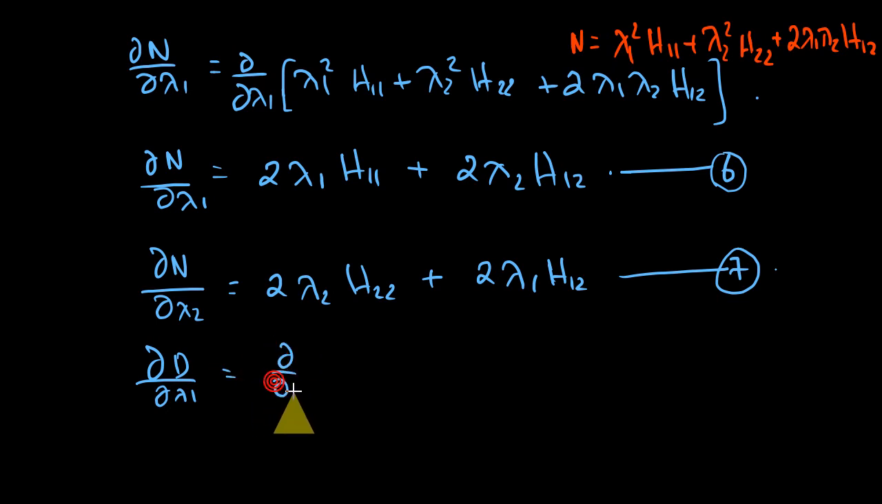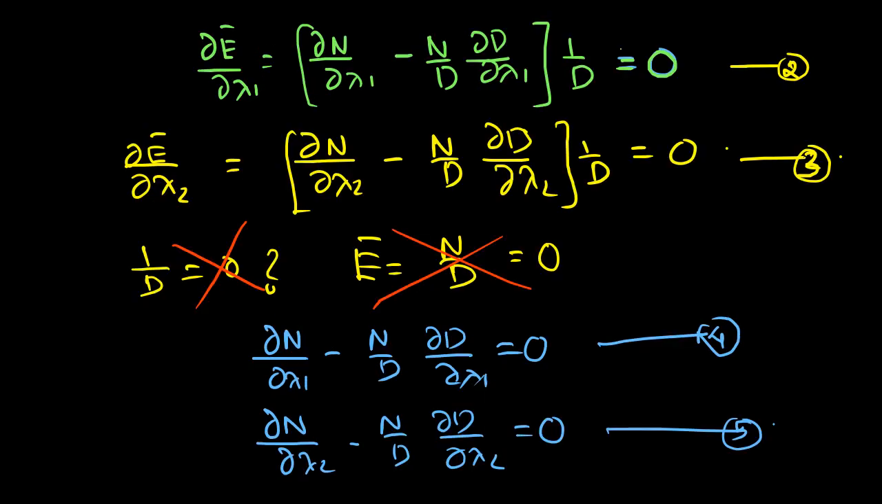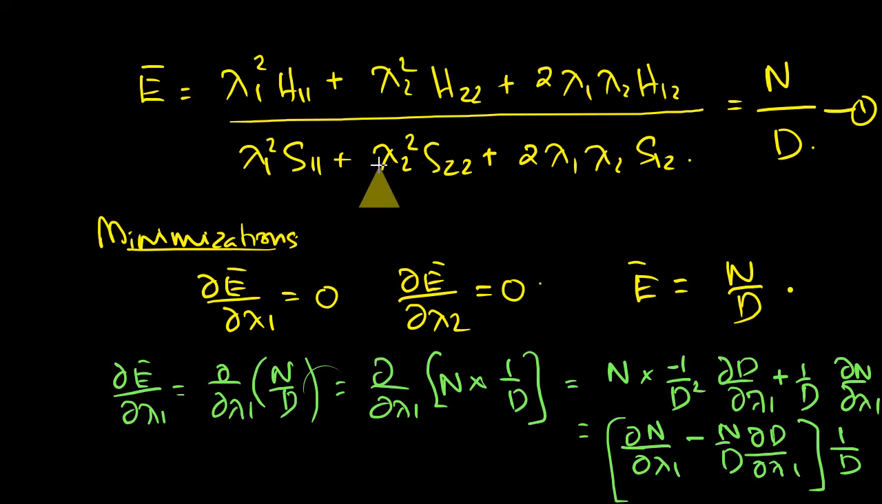That is dou by dou lambda 1 of d. And d is equal to the denominator, which was lambda 1 square s 1 1 plus lambda 2 square s 2 2 plus 2 lambda 1 lambda 2 s 1 2. You remember the denominator; we saw it on the previous page. This is the denominator: lambda 1 square s 1 1, lambda 2 square s 2 2, 2 lambda 1 lambda 2 s 1 2. That is what we have written here.